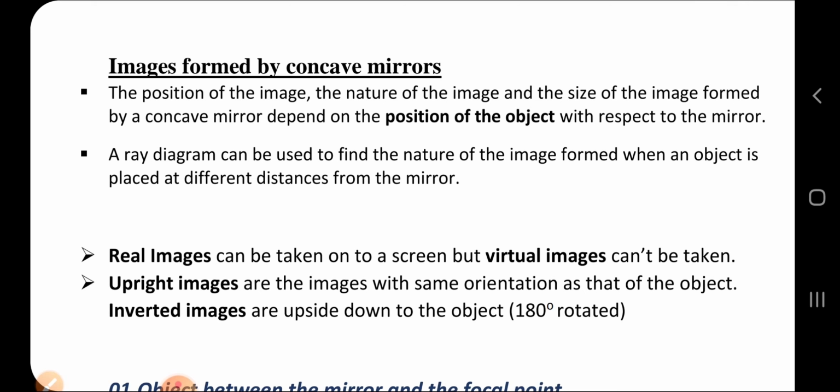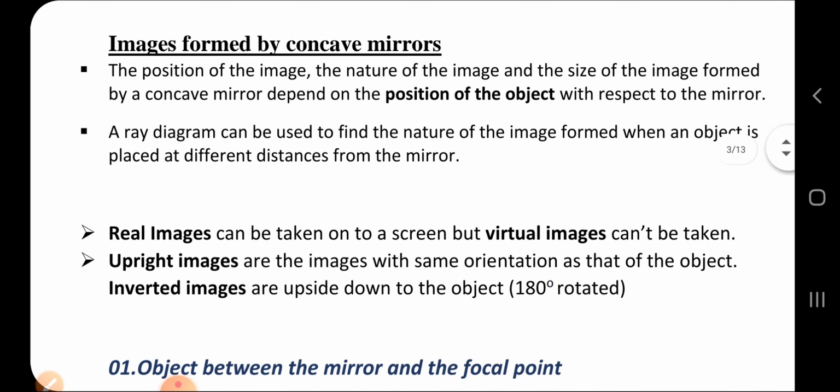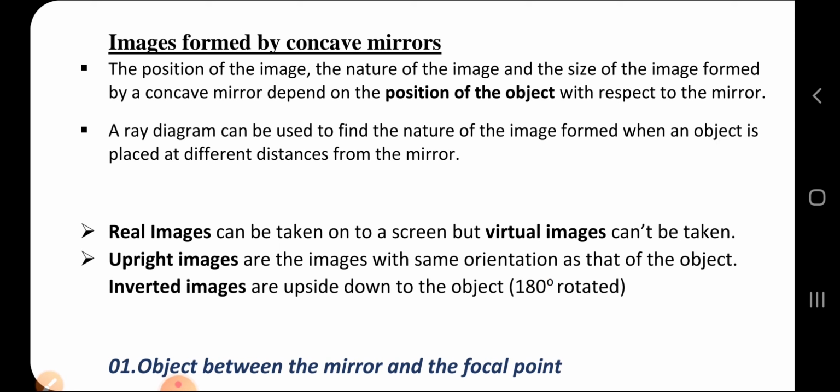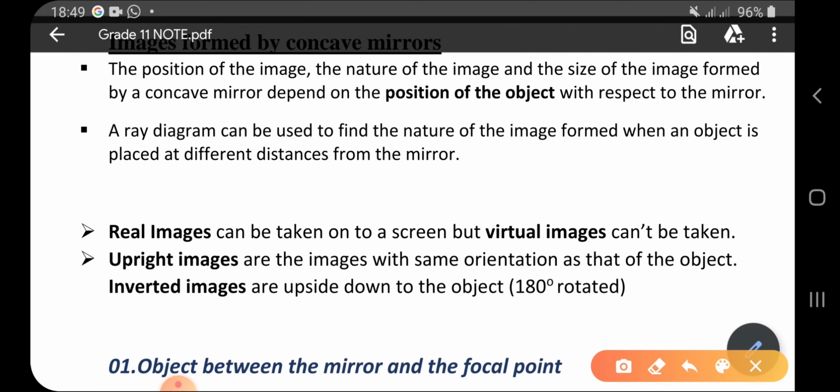As you can see here, I have given the note. First, you have to identify what are real images and what are virtual images, what are upright images, what are inverted images, and the position with respect to the mirror, before we draw the ray diagrams of concave mirrors, right? As you can see, there are 2 types of images formed by a mirror or a lens. In both cases, we will get 2 kinds of images. One is a real image and another one is a virtual image, right?